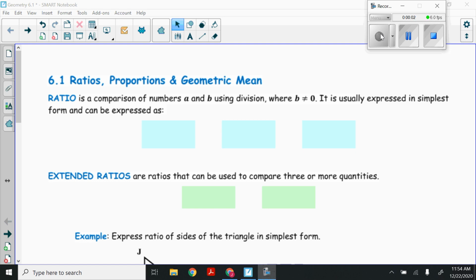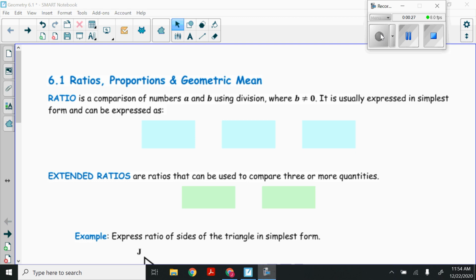All right, today in geometry, we're looking at chapter 6, section 6.1, which covers ratios, proportions, and geometric mean. So we're going to start out with some vocabulary. So first, what is a ratio? A ratio is a comparison of numbers A and B using division, where B cannot equal 0 because we cannot divide by 0 in math. So it is usually expressed in simplest form.